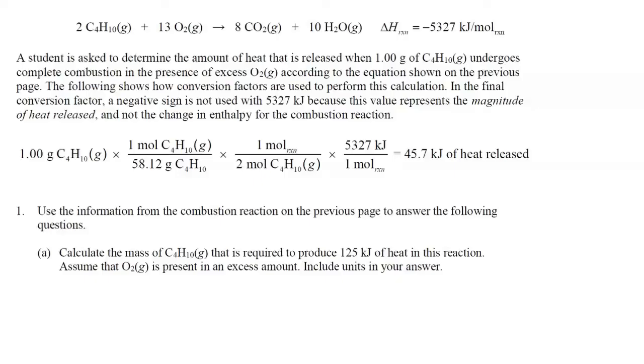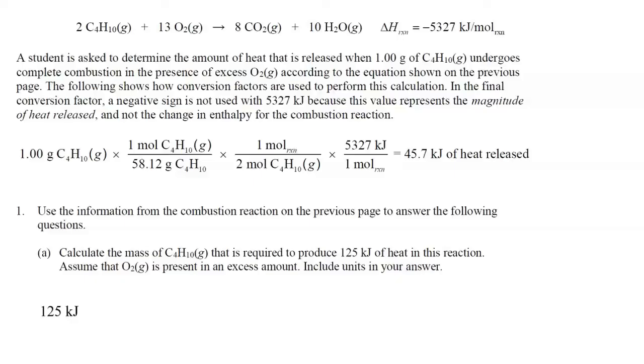So part A of this question is actually very straightforward because it's essentially a reversal of the sample problem that I just talked about. And what I mean when I say reversal is that instead of beginning with grams of C4H10 and then calculating the amount of heat released, in part A of number 1, we're starting with the amount of heat, 125 kilojoules, and we're converting into grams of C4H10.